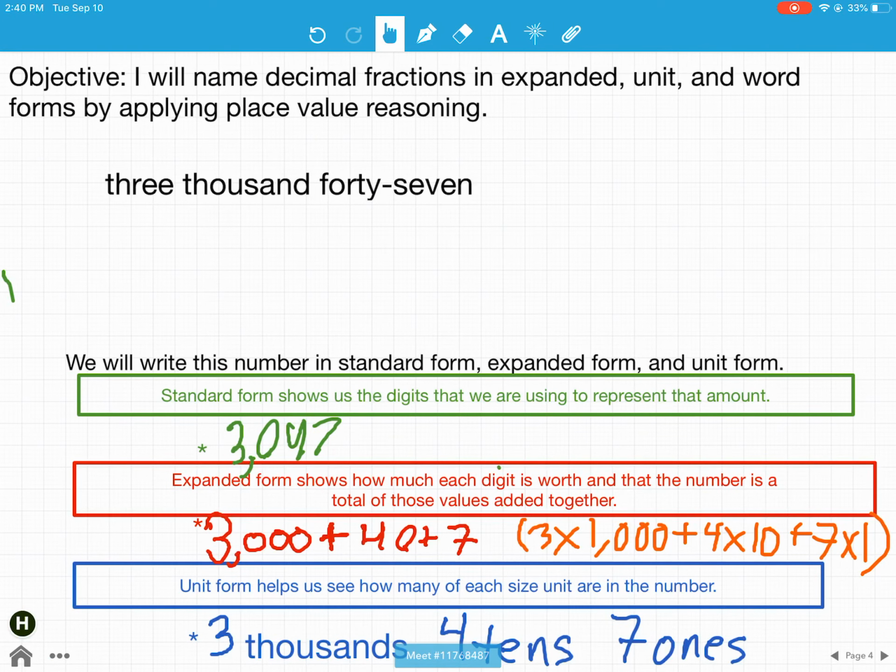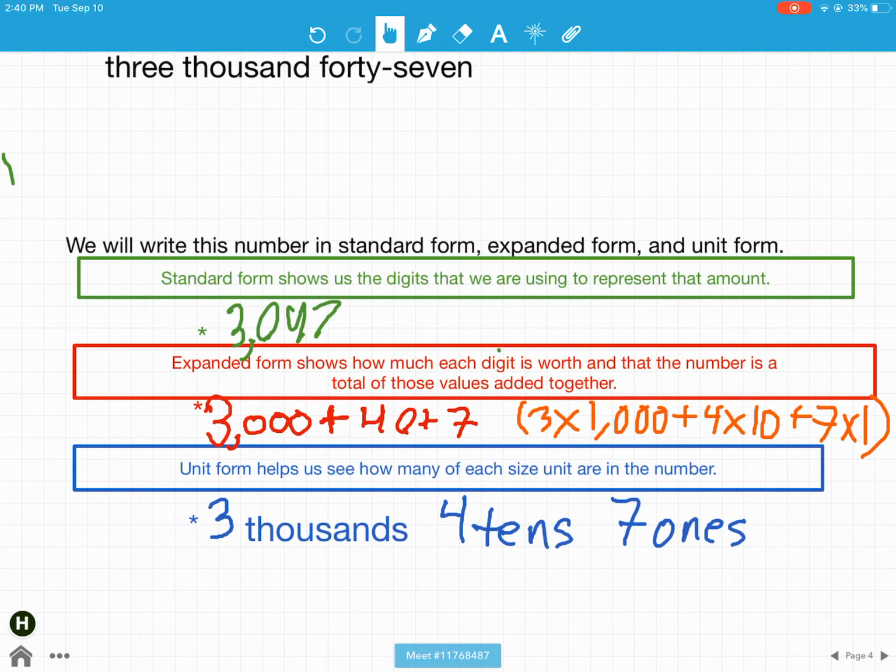So we're talking about: I will name decimal fractions in expanded, unit, and word form by applying place value reasoning. We did this for 3047. I did make one adjustment over here. For some reason they want us to use 3 times 1000 plus 4 times 10 plus 7 times 1 instead of the usual thing you were probably taught for expanded form. I think what they're trying to get is that you understand it's 3 1000s, 4 10s, 7 1s when we do the expanded form.